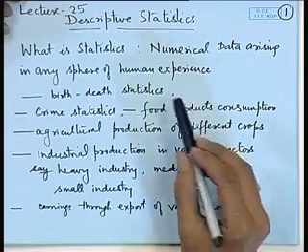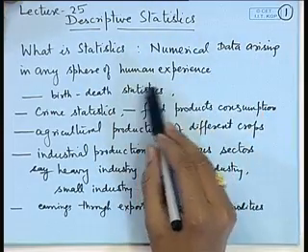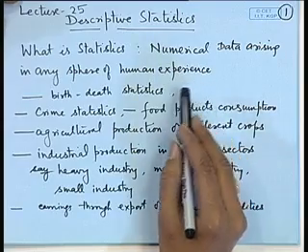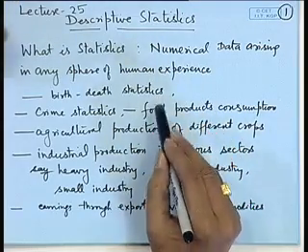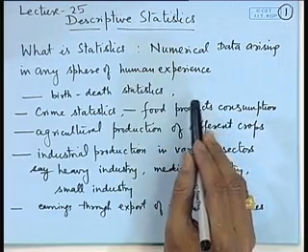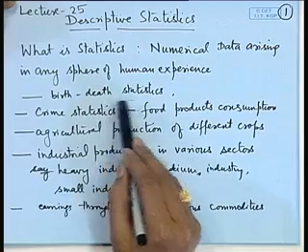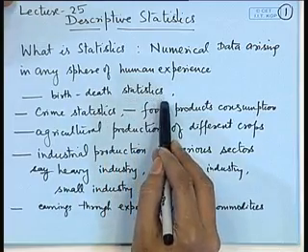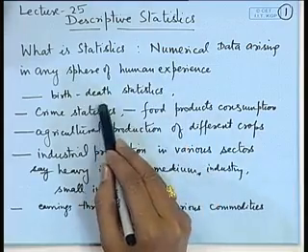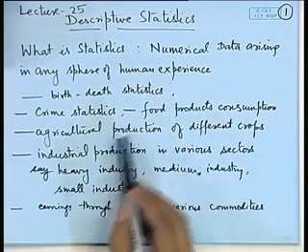So, in the plural sense, when the word statistics is used, it refers to numerical data which arises in any sphere of human experience. So, in our day to day life, from the following examples, I will try to show that everywhere we are making use of statistics. For example, the records of birth and death are kept in every municipality or in village or in town office. So, this data represents birth and death statistics.